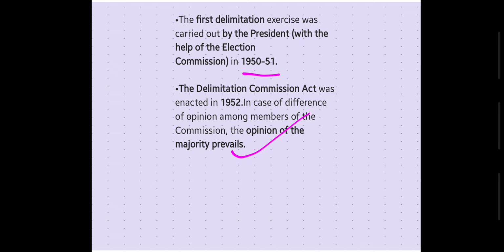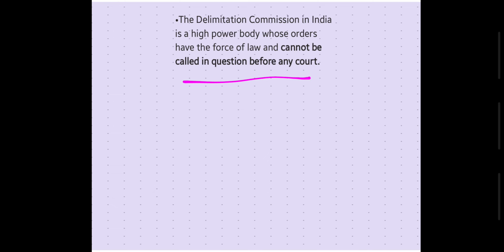Fine. The Delimitation Commission in India is a high power body whose orders have the force of law and cannot be called in question before any court. That means whatever the decision of the Delimitation Commission is, it cannot be reviewed by the court. It cannot be taken to the court. Its decision is final. Fine.